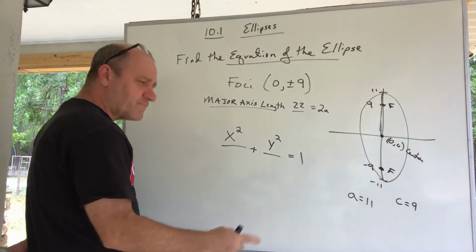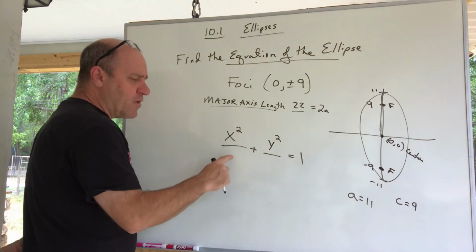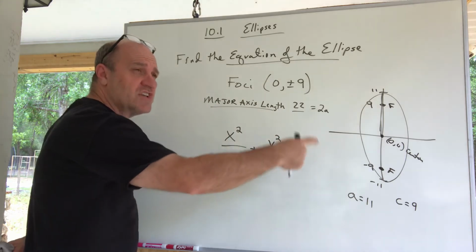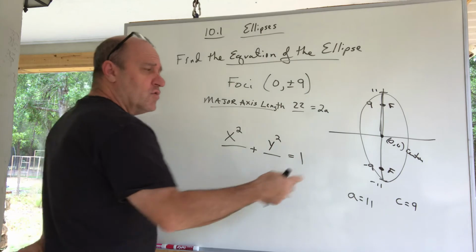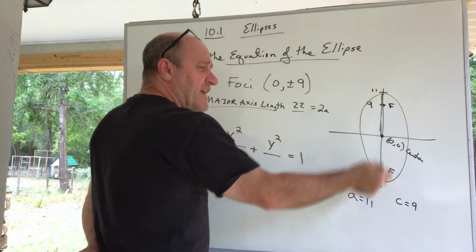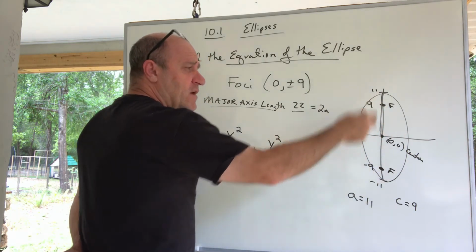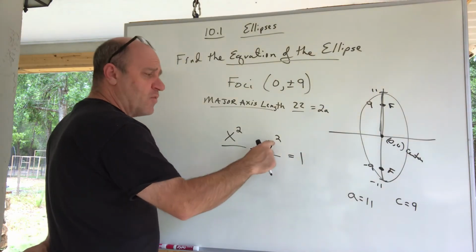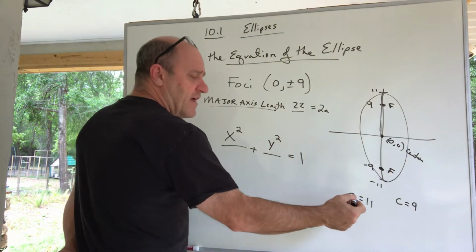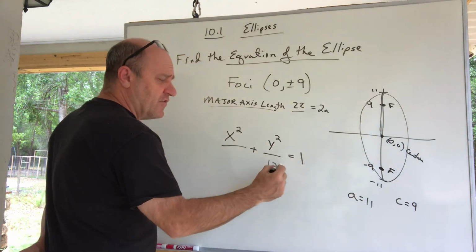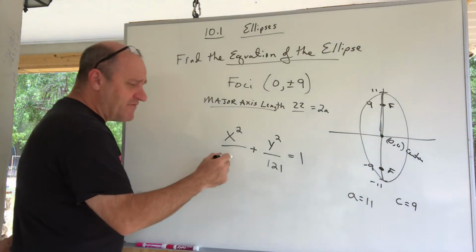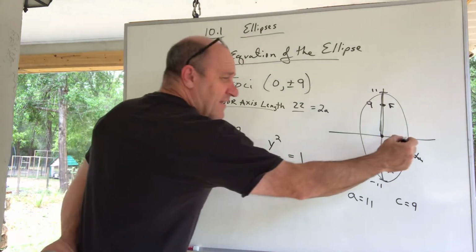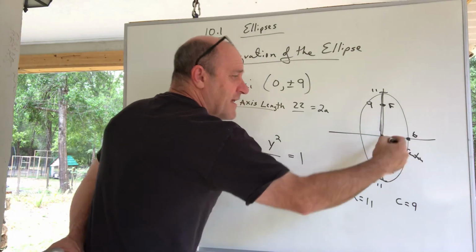Now, I think in one of my examples I wrote a squared underneath here, but that was an ellipse elongated horizontally. When the major axis is running vertically, we put the larger number, a squared, underneath the y squared. So the a squared goes under here, that's 121. My job is to find this b squared here. And this is the distance b.